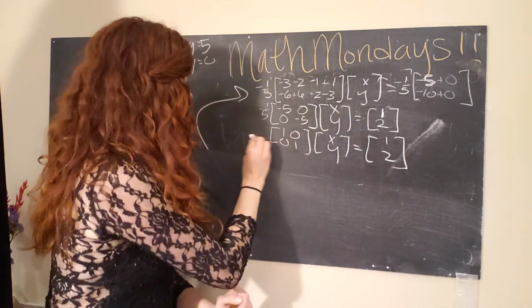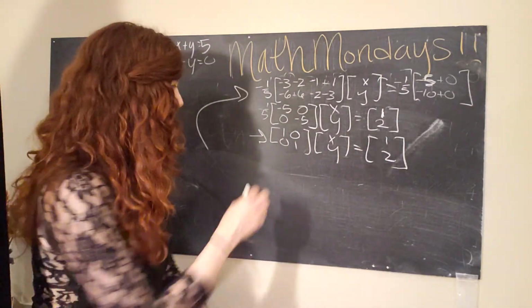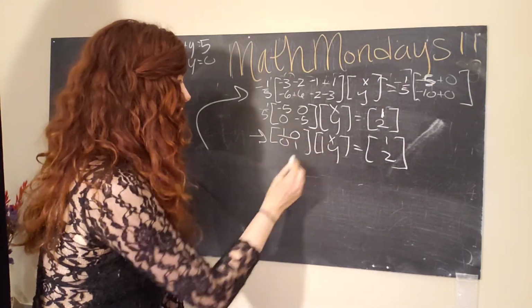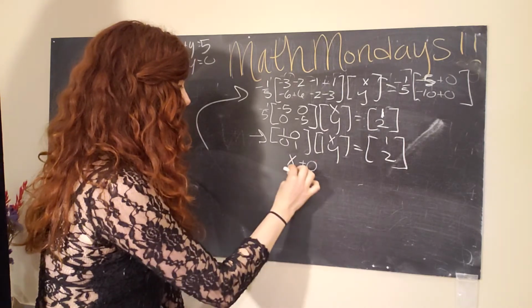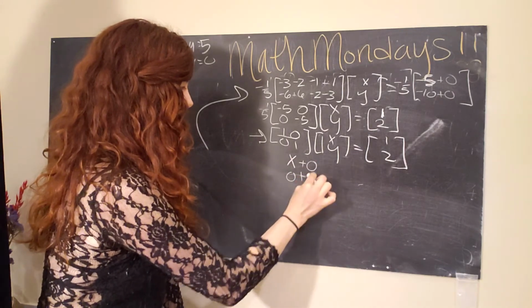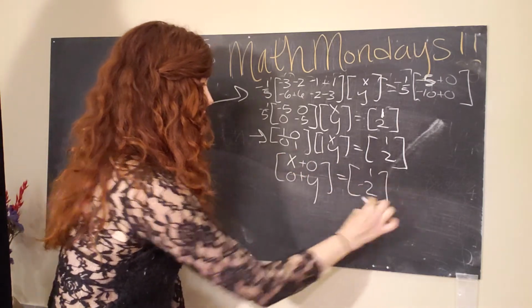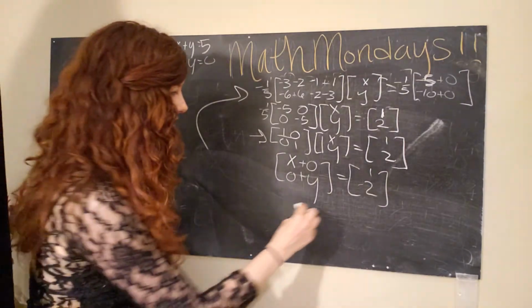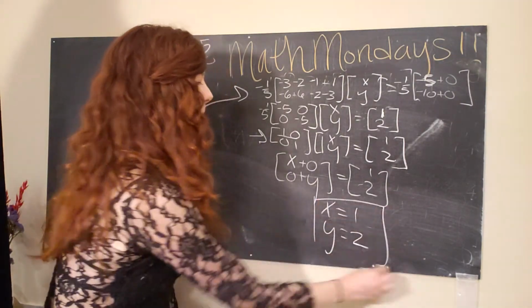When I multiply this by x and y, we're going to figure out what these variables are. So, rows with the columns. Oh, look at that. x plus 0 and 0 plus y equals 1 and 2. So, what this tells us is that x equals 1 and y equals 2.